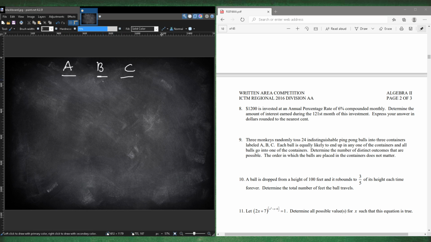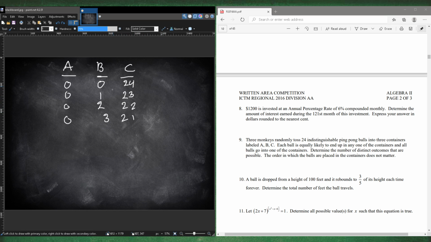So let's keep A constant and then change B and C. If A is equal to 0, and B is equal to 0 also, then C is 24, right? Now if A is still 0, and B is 1, then C is 23. If B is 2, C is 22. If B is 3, C is 21. So each time B increased by 1, C decreased by 1.